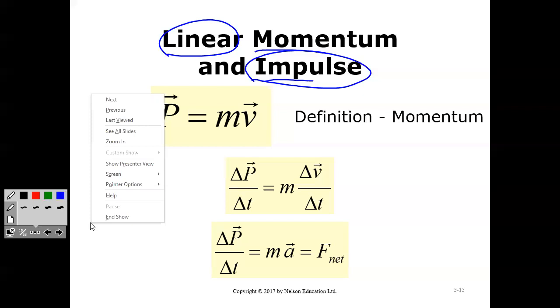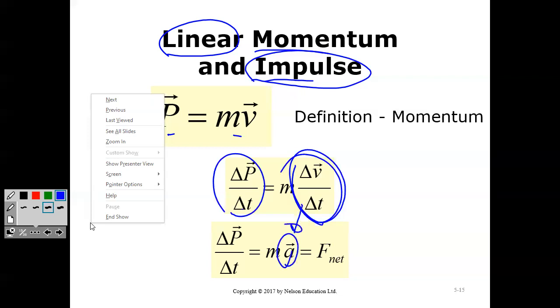Momentum is equal to mass into velocity. If I take the derivative with respect to time on both sides of the equation, then we get the change in the momentum divided by the time. That's how fast the momentum is changing. Now, on this side we have the rate of change of velocity, what is it? Acceleration. That's the definition of acceleration, rate of change of velocity. So for this, I can write a, acceleration.